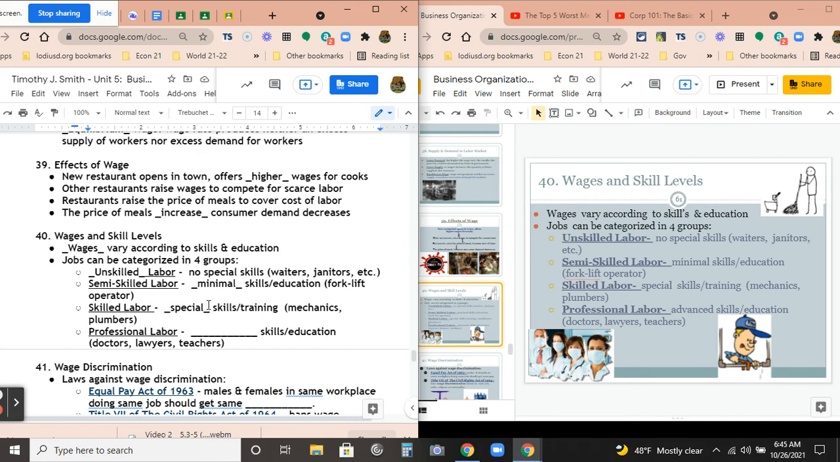Then you have skilled labor. Think mechanics, plumbers, I don't know, welders, electricians, jobs that most people would be uncomfortable trying on their own. 'Cause you really don't want to mess any of that up.